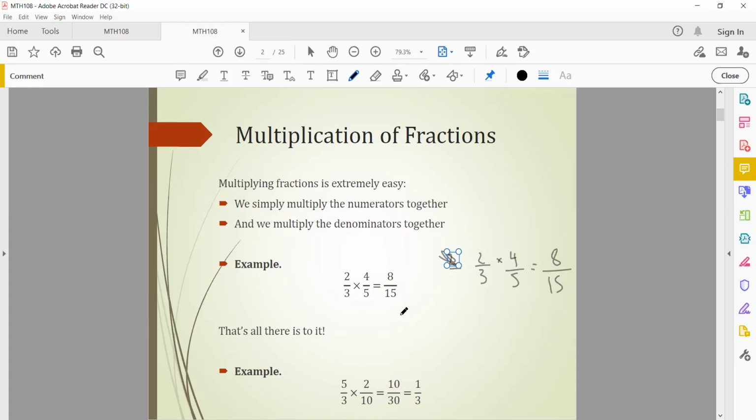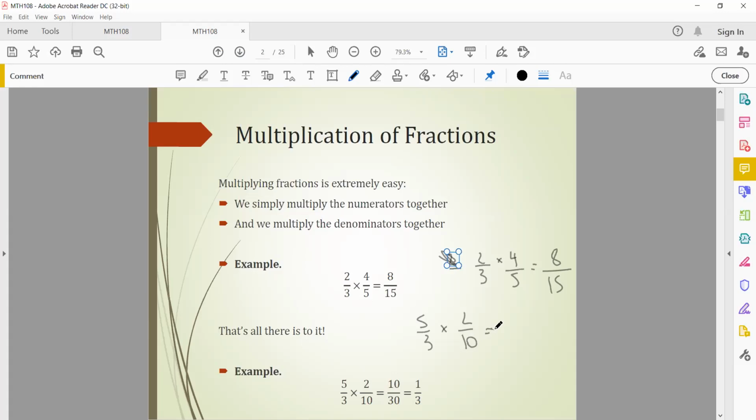Here is another one. 5/3 times 2/10. For this one, the answer is going to be reducible. You could deduce that just by looking at the question, because you get a 2/10, which is a reducible fraction. It could be reduced to 1/5. So if you have something that can be reduced in the original question, then typically your answer will be reducible, and there will be a factor you can take out.